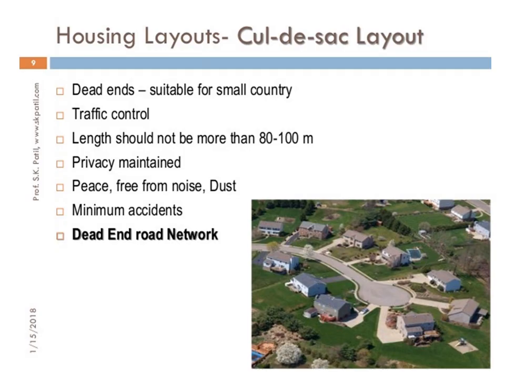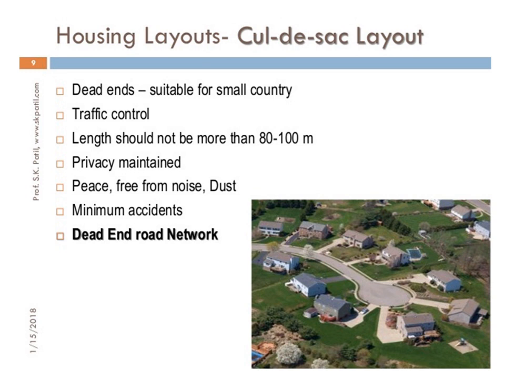The housing layout of cul-de-sac has dead ends and is suitable for a small country. It has traffic control. In case of a cul-de-sac, length should not be more than 80 to 100 meters. It is privately maintained. Peace, and freedom from noise and dust are the peculiar characteristics, with minimum accidents and a dead end road network.